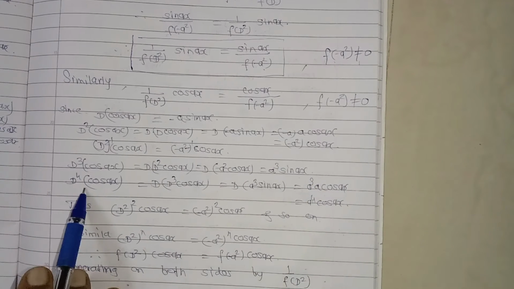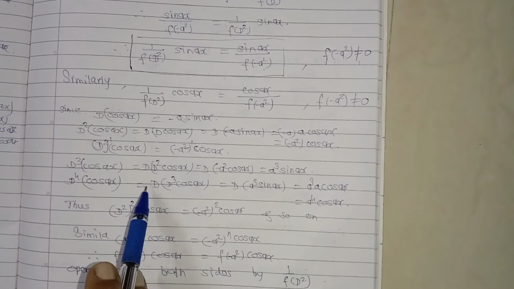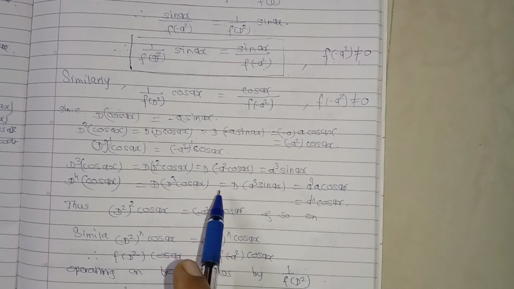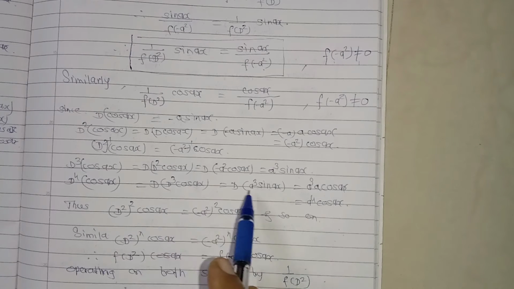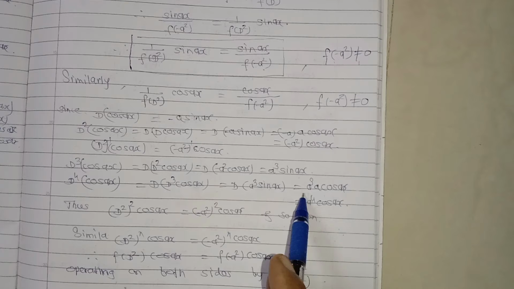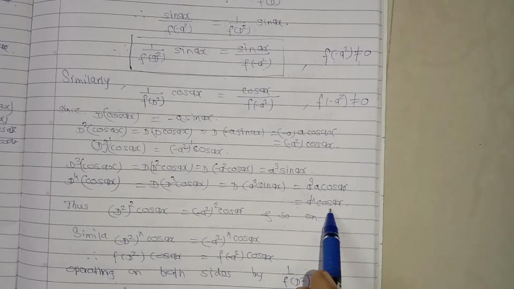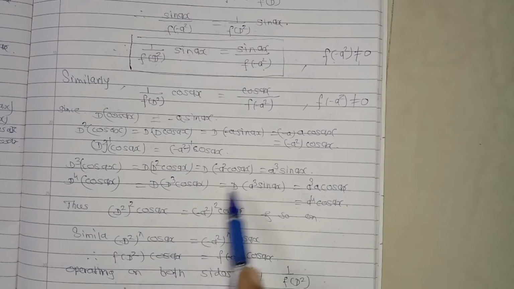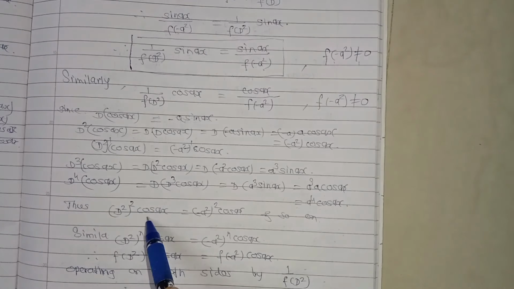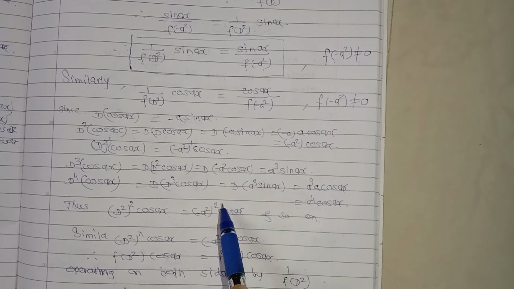Now we find d raised to 4 of cos of x equal to d into d cube of cos of x, and d cube of cos of x is a cube sin of x. A cube is constant, and the derivative of sin of x is a cos of x. So we get here a raised to 4 cos of x. And this can be written as d square bracket square cos of x equal to minus a square bracket square cos of x, and so on. Similarly, in general we can write d square bracket raised to n cos of x equal to minus a square bracket raised to n cos of x.